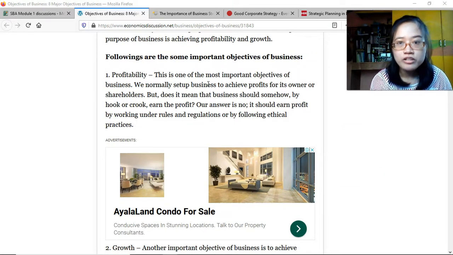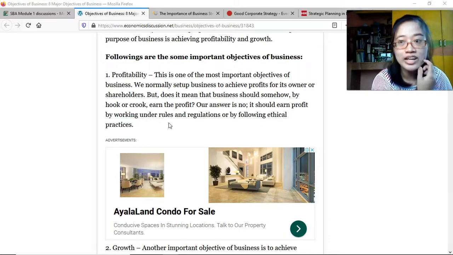Profitability, one of the most important objectives of business. We normally set up business to achieve profits for its owner or shareholders. But does it mean that business should somehow, by hook or crook, earn the profit? The answer is, of course, no. It should earn profit by working under rules and regulations or by following ethical practices.